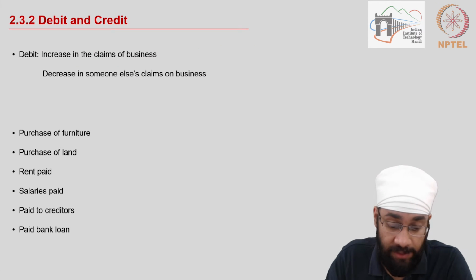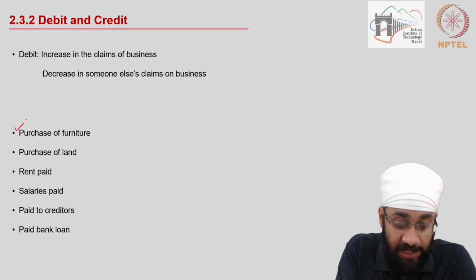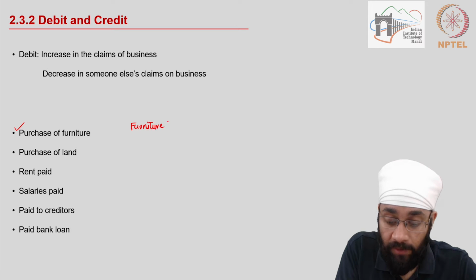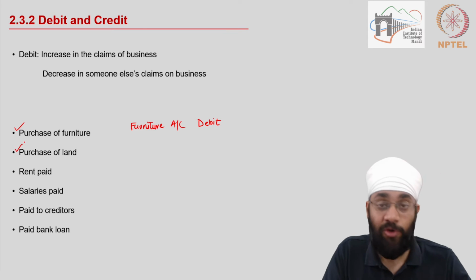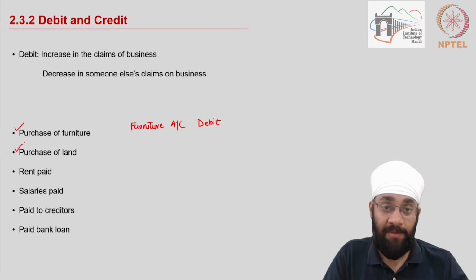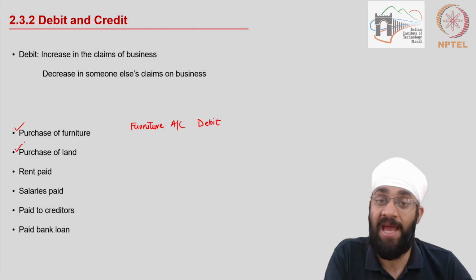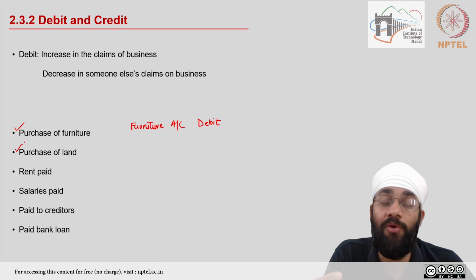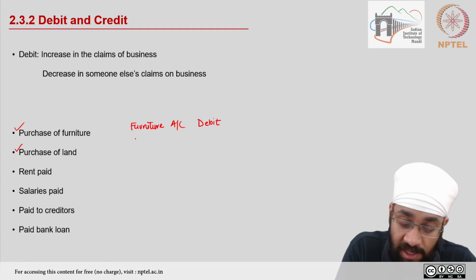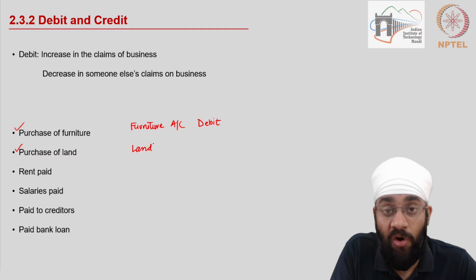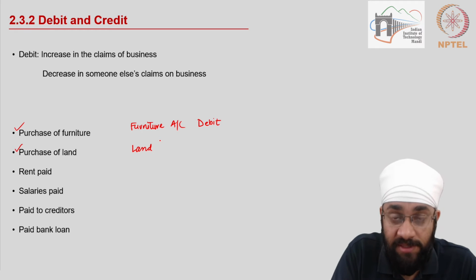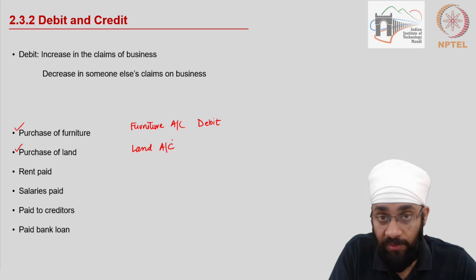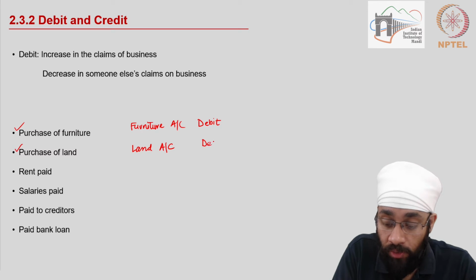Let's look at some examples here. So as I said, purchase of furniture, you would say furniture account debit. Now, purchase of land. When you purchase land, the business's claim on that land goes up. Business has the legal right over the use of this resource, which is called land. How are you going to reflect this in the books of accounts? You are keeping a record for the land that the business owns, and you're going to call this an account. So land account is going to show a debit.